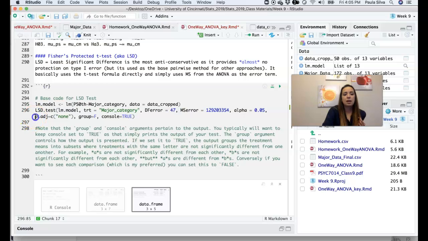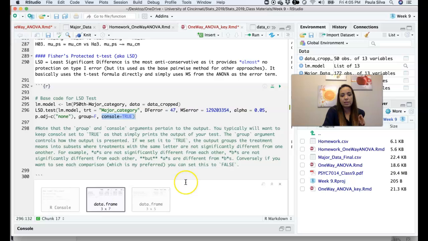Alpha, because we're running the LSD, we say that we want no correction, because remember, the only protection we're putting in is the fact that we're using this MS error instead of using the error as is typically computed by the t-test. This tends to be a little larger. And then we're setting group as false. By setting grouping as false, we're asking R not to group the output. And I'll show you what happens if we set this to true. And we set console to true because this is us asking R to actually show us the output.